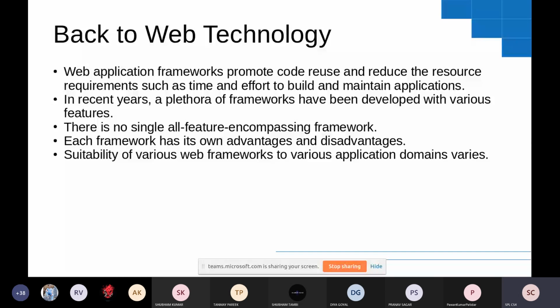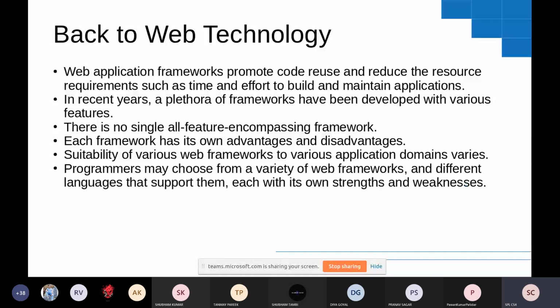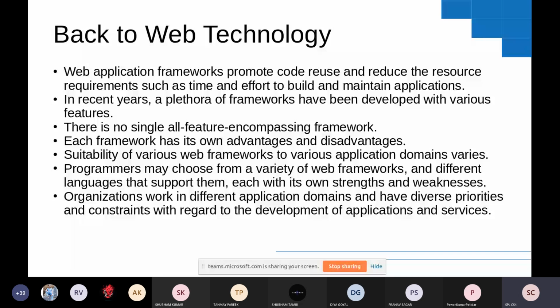Suitability of various web frameworks to various application domains varies, of course, and programmers may choose from a variety of web frameworks and different languages that support them. Some may be PHP frameworks, some may be Java frameworks, some may be Python frameworks, and some may be of some other languages, say R or Ruby on Rails. So programmers may choose from a variety of web frameworks and different languages that support them, with their own strengths and weaknesses. Organizations work in different application domains and have diverse properties and constraints with regard to development of applications and web services.